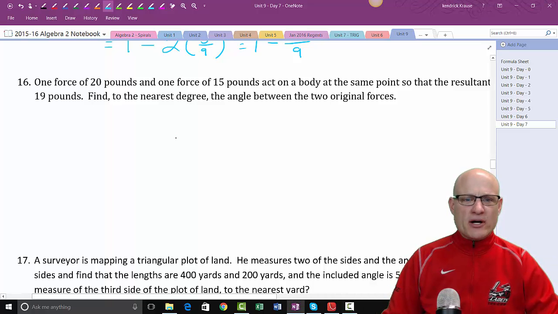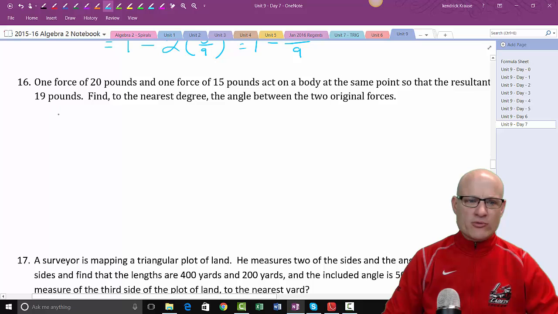1 force of 20 pounds and 1 force of 15 pounds act on the body, so the resultant is 19 pounds. Now, if you remember correctly, I said draw one small one, draw one long one.